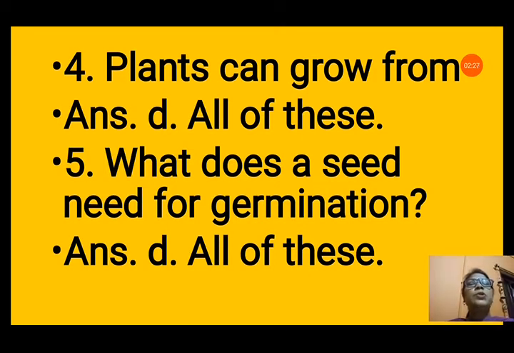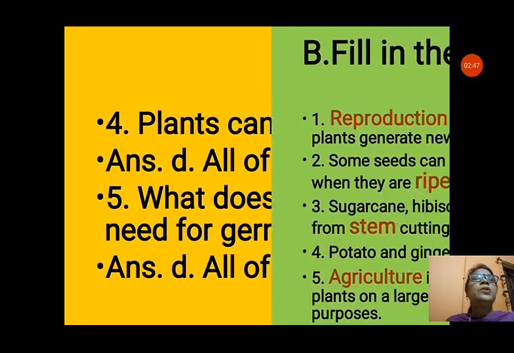Now next is question number 5. What does a seed need for germination? Options are A, water, B, air, C, warmth, D, all of these. We know that three conditions are very important to germinate a seed, that is air, water and warmth. So option D, all of these, is correct in this question.